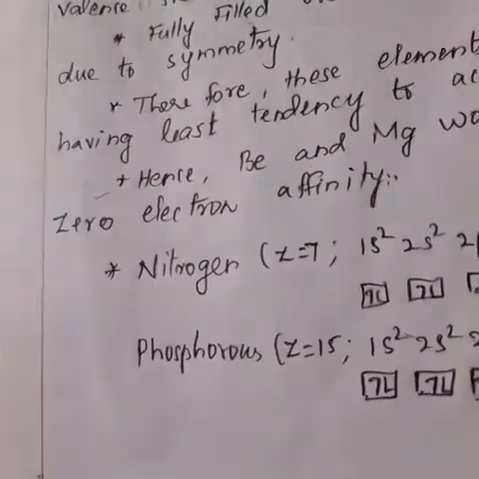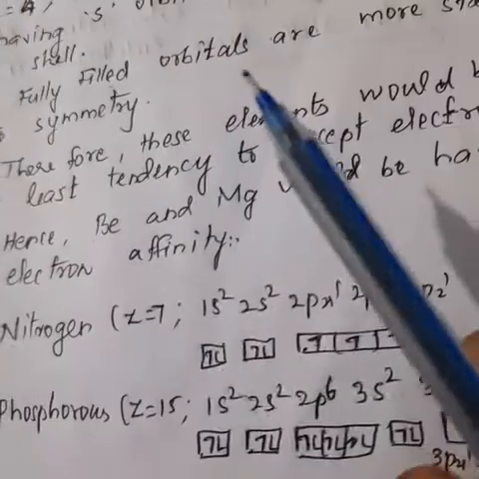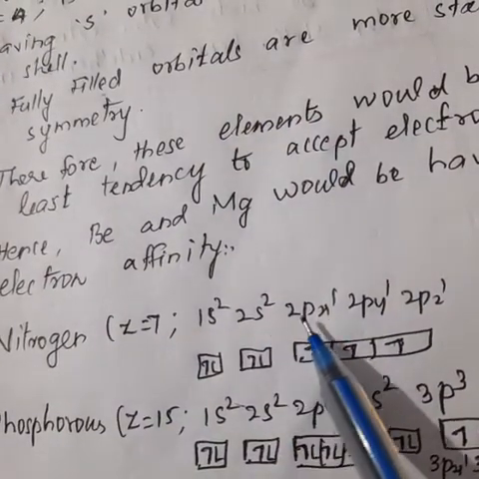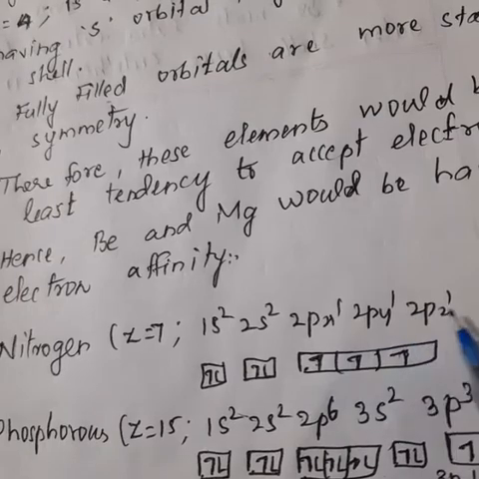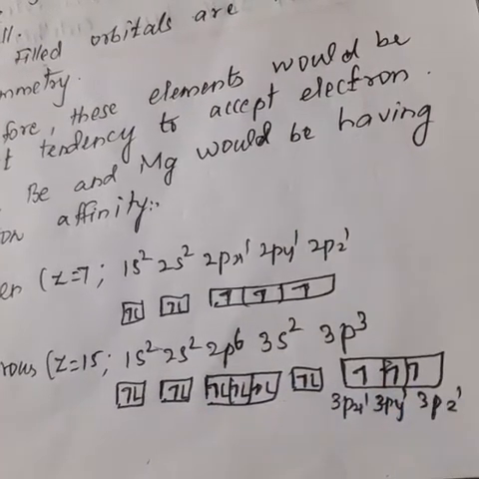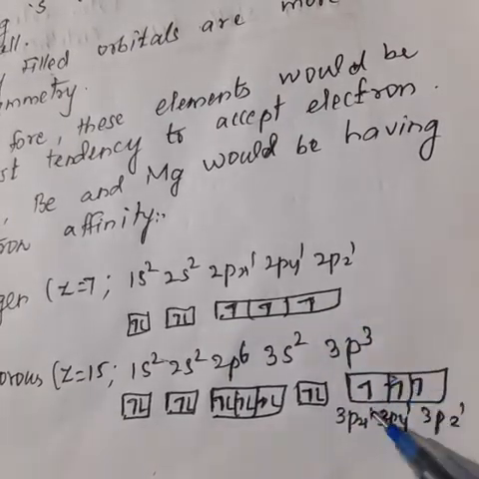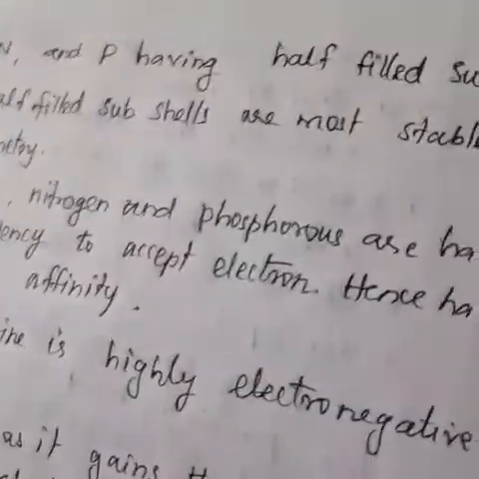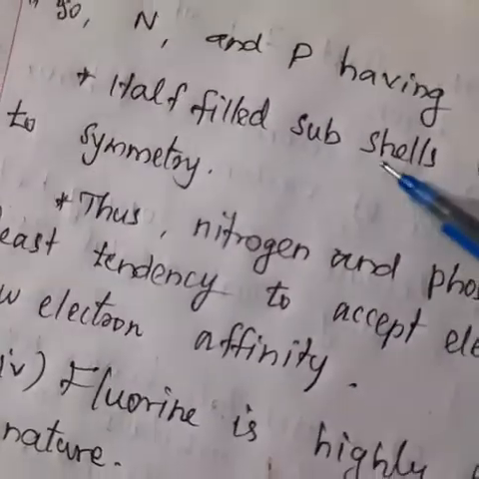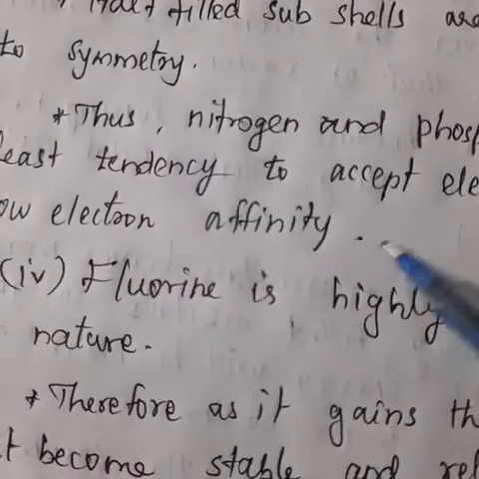But in the case of nitrogen, atomic number 7, the electronic configuration is 1s2 2s2 2px1 2py1 2pz1. Phosphorus, atomic number 15, is 1s2 2s2 2p6 3s2 3p3. Here also there is a half-filled configuration. So nitrogen and phosphorus have half-filled configurations. Half-filled subshells are very stable due to symmetry. Thus nitrogen and phosphorus have the least tendency to accept an electron. Hence they have low electron affinity.